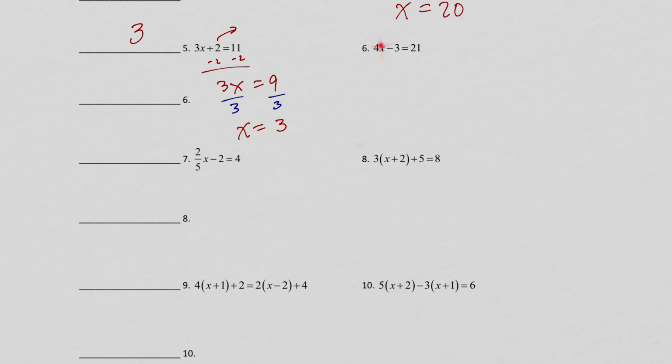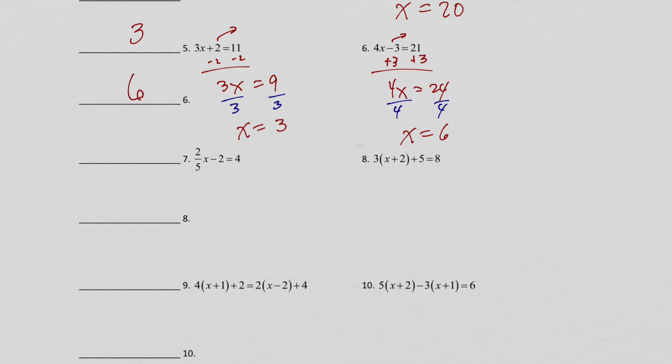Here I want to isolate this by moving this, so I'll move that by adding 3 to each side. And then I'll divide out the 4, so we'll get x is equal to 6.